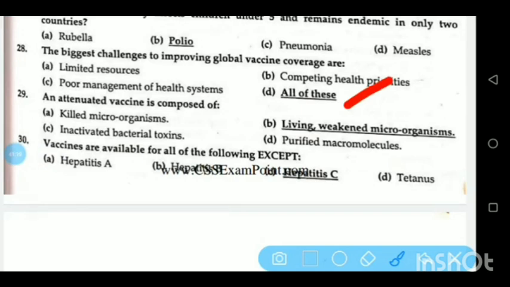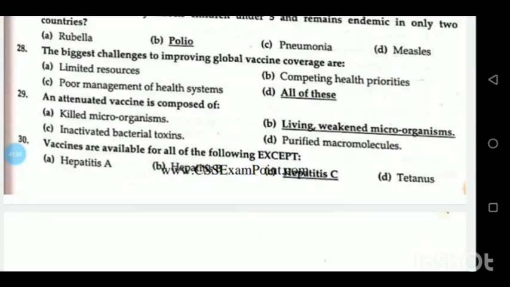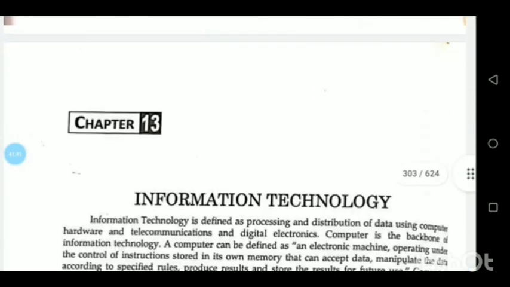The biggest challenge to improving global vaccine coverage are all of these: limited resources, competing health priorities, and poor management of health systems. An attenuated vaccine is composed of living, weakened microorganisms. Vaccines are available for all of the following except hepatitis C.